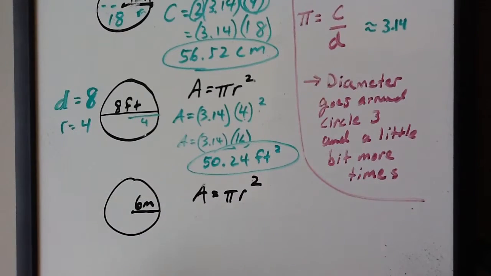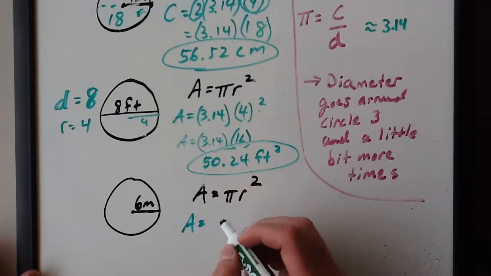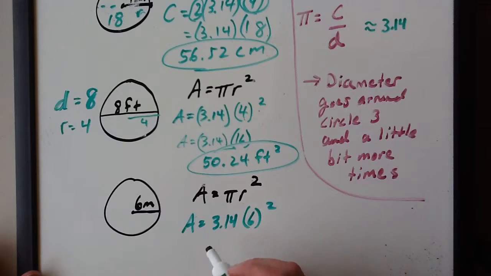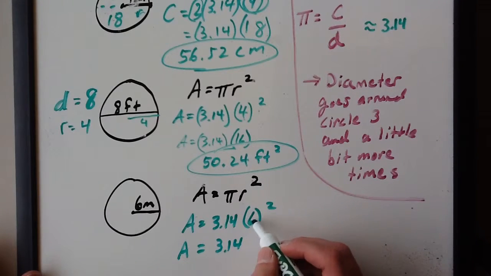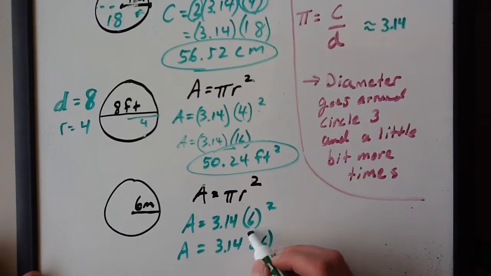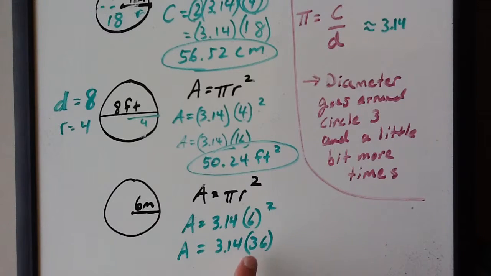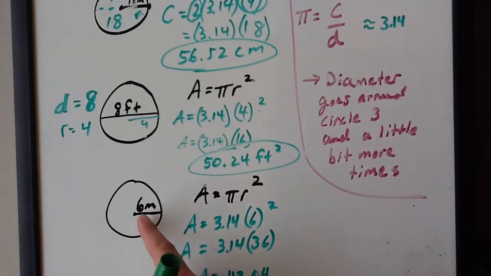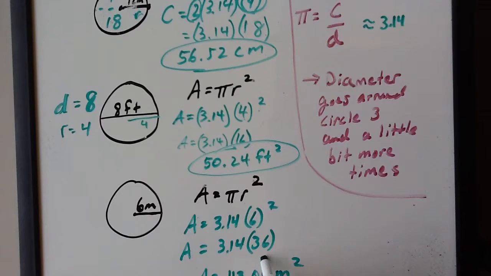And finally here, I want the area of a circle given this radius. The radius is 6, so I plug it in. Area equals 3.14 times the radius squared. So the area is equal to pi times 6 squared, which is 36, right? 6 times 6. So 3.14 times 36 would give me the area to be 113.04. And my units are meters, square meters, right? Because, again, area is in square units.